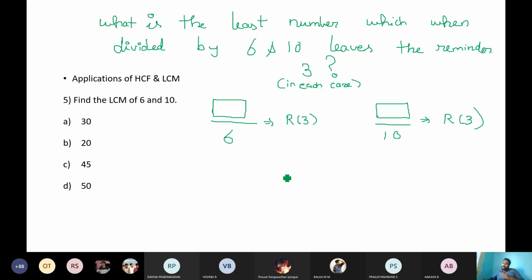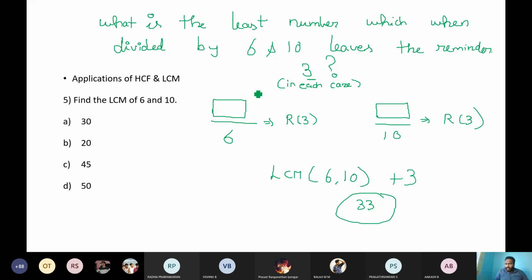Yes. Same LCM. If I divide it by 10, the remainder would be 0, correct? So for us to get remainder 3, add 3 to the LCM, that's all. LCM of 6 and 10 plus 3. What is the LCM of 6 and 10? 30. 30 plus 3, 33.